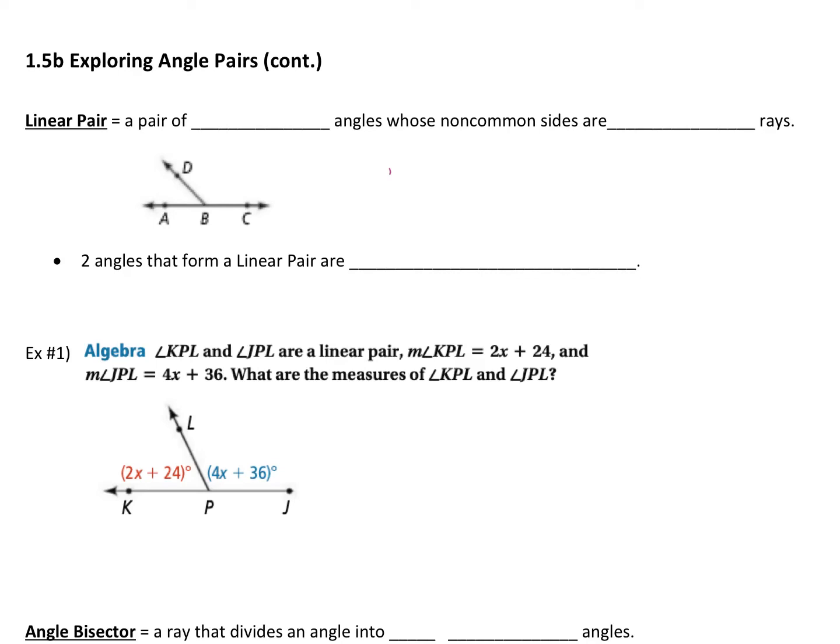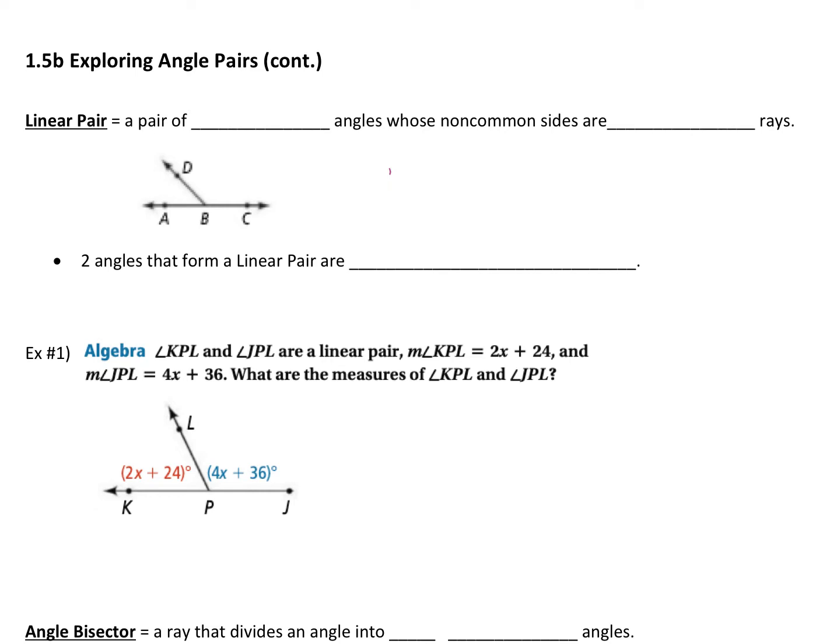1.5b. So we're still talking about angle pairs. Today's going to feel very familiar, I feel like, because of the segment addition postulate and the angle addition postulate and how those kind of interact with what we do right now. So first thing to note is a linear pair.